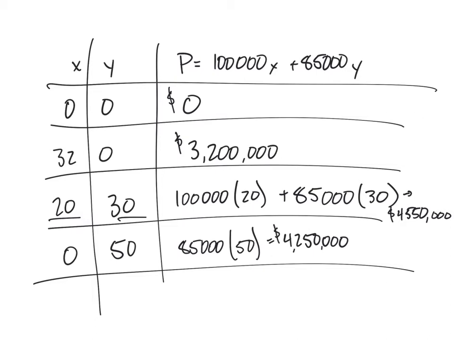Okay, so the winner here is the one that we make the most amount of money on, and that is the plan where we have 20 TV ads and 30 Facebook ads.